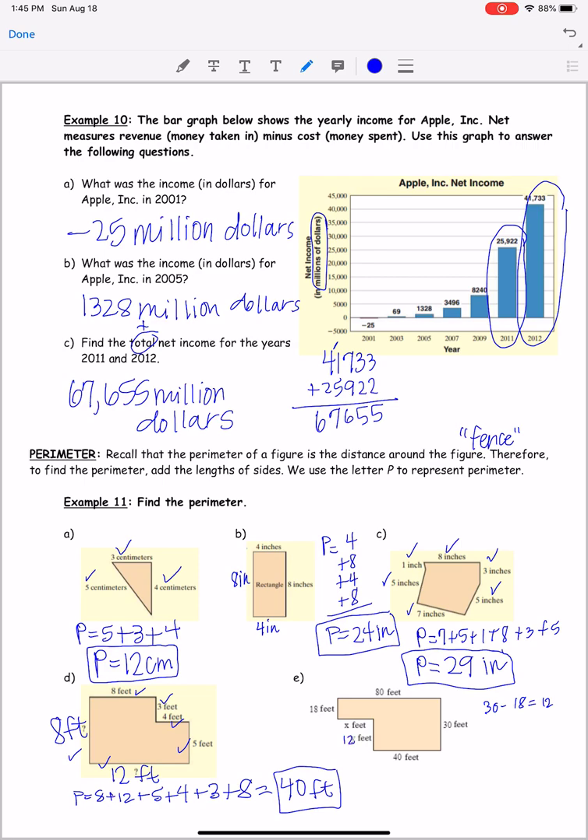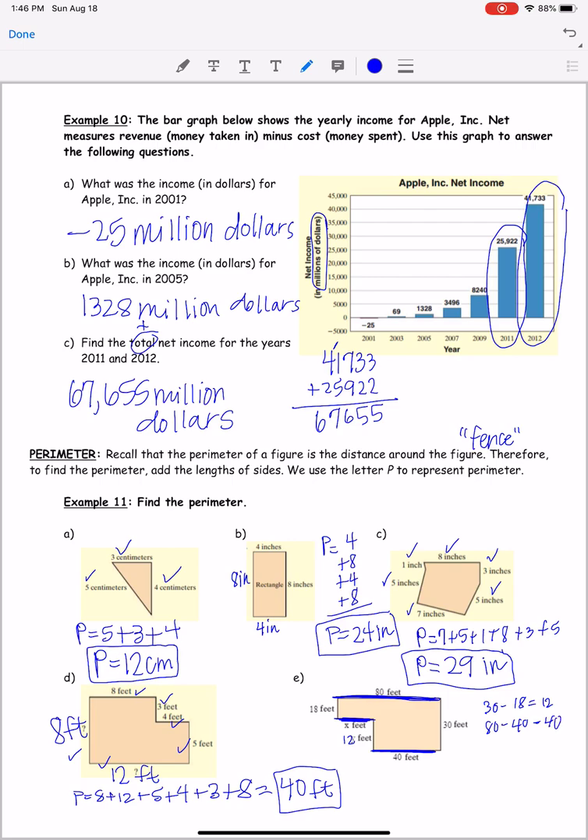X is the same concept. X is made up of this little portion here, and I know this plus this 40 feet here needs to equal this total of 80 feet. So 80 minus 40 is going to give me 40.